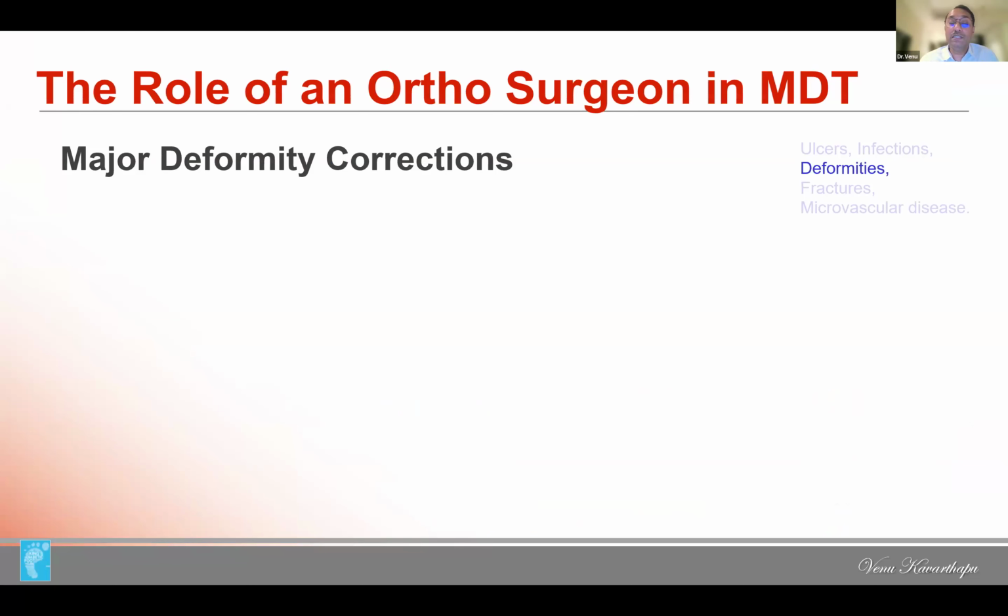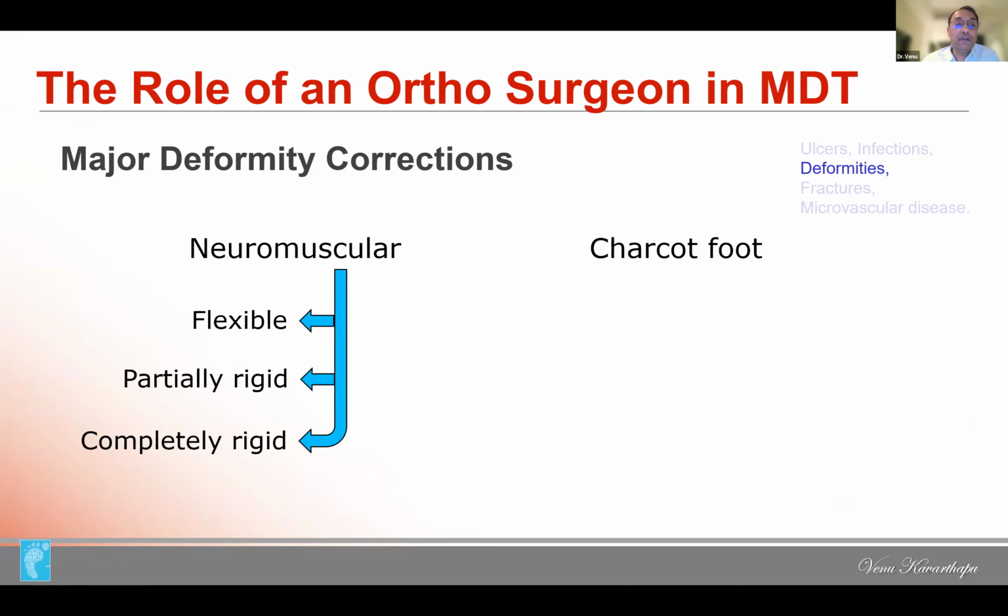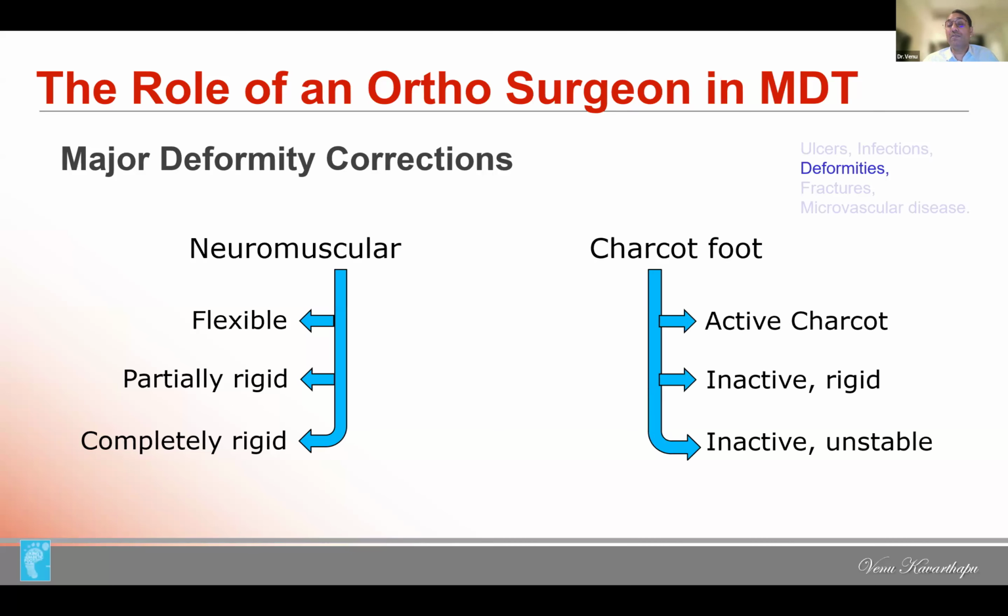So those major deformities in the diabetic foot setting are either predominantly neuromuscular, which can be a clubfoot type presentation. It can be flexible in early stages, or partially rigid or completely rigid. Or more often, a Charcot foot, which can be in the active phase, active Charcot foot, or chronic inactive phase, inactive Charcot, and again with or without ulcerations, and it can be rigid or unstable to mobile. So there are so many possibilities.